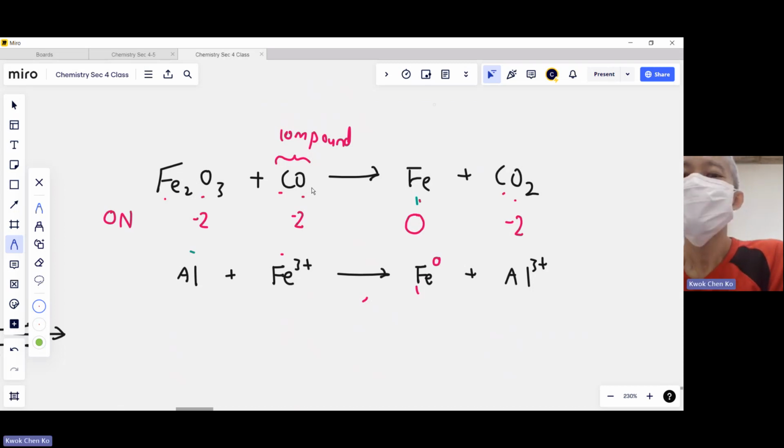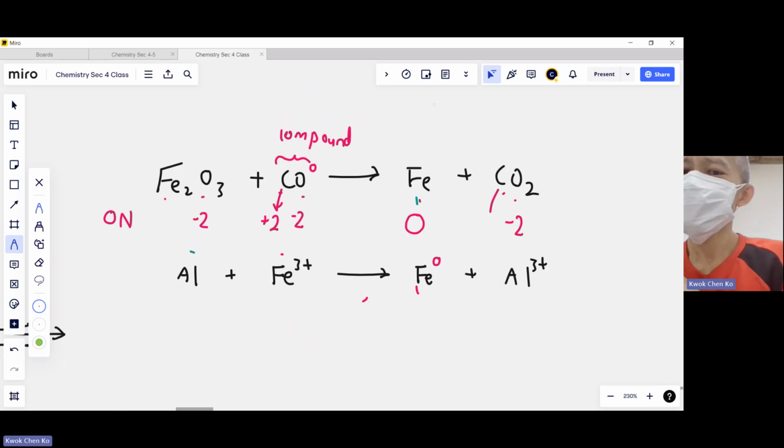What's rule number 6? For oxidation number. Is that rule number 6? I thought that's rule number 5. Yep, good. So this one should be oxygen is -2, so carbon should be +2. Right, +2 minus 2 is 0 because the charge of CO is 0.